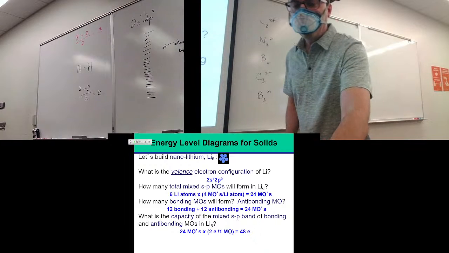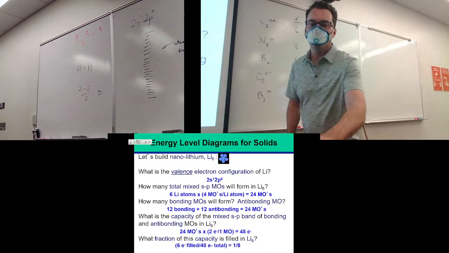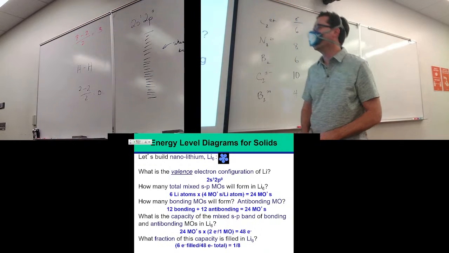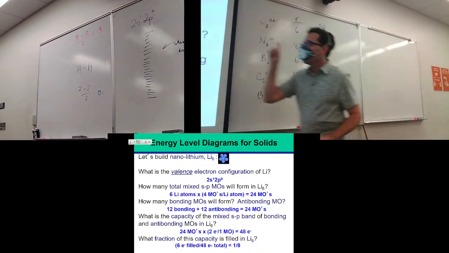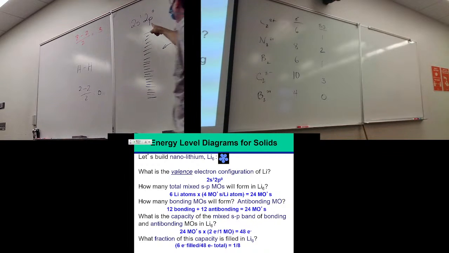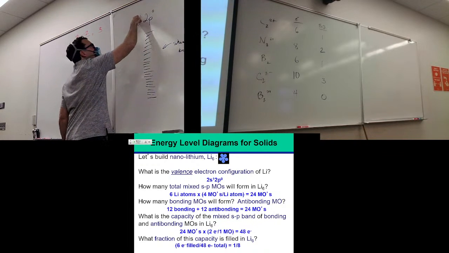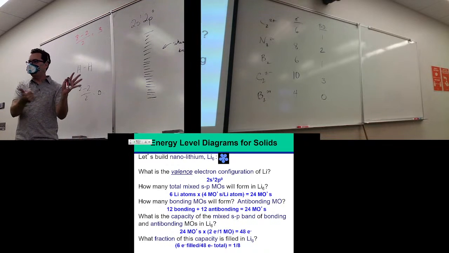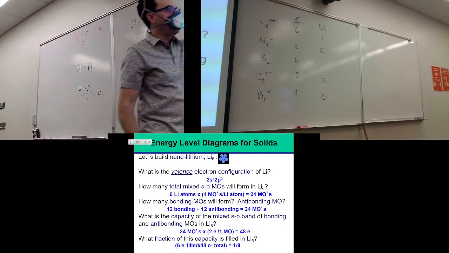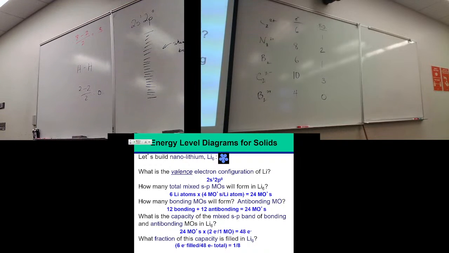And now what is the capacity that is filled with electrons? Each lithium comes with 1 valence electron. So 6 lithiums, 6 electrons total. So 6 electrons out of 48 spaces for them means that they'll be 1/8 filled.